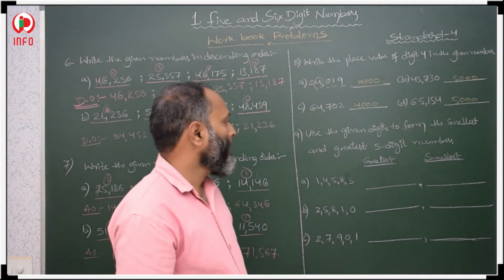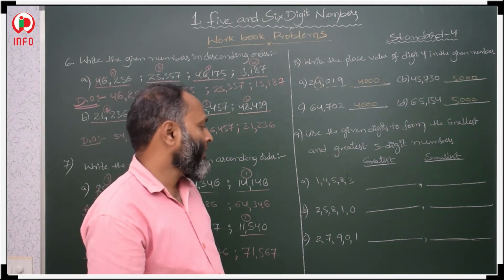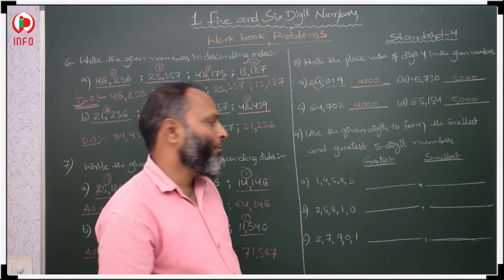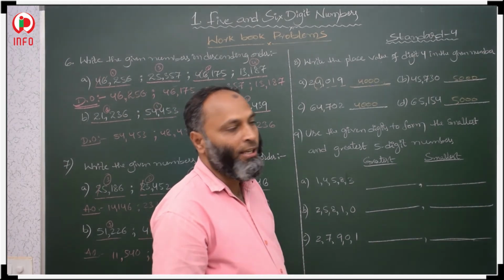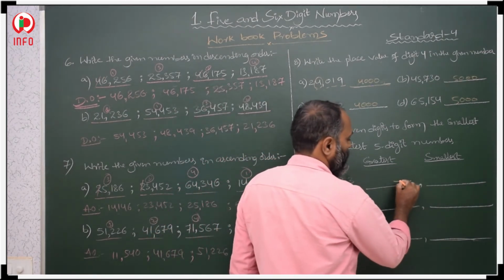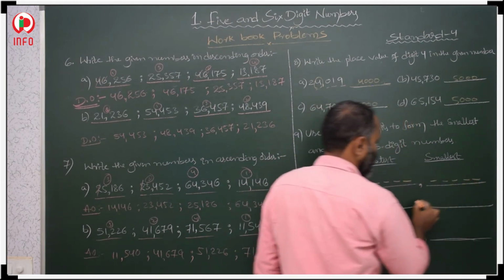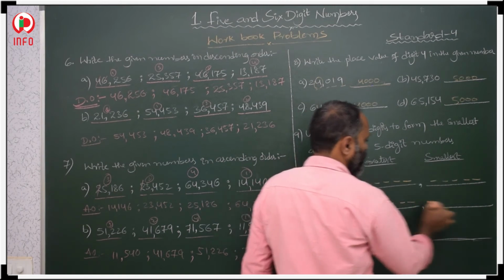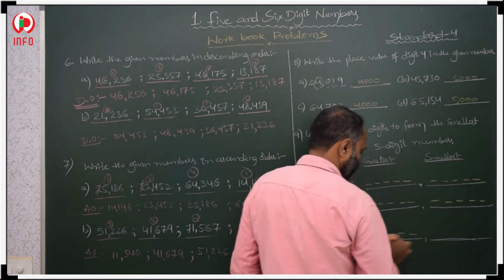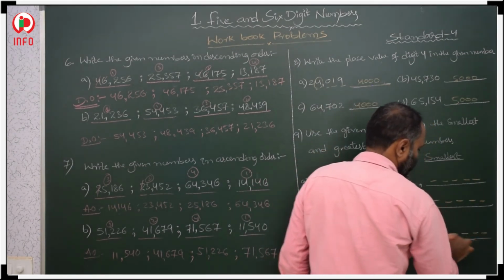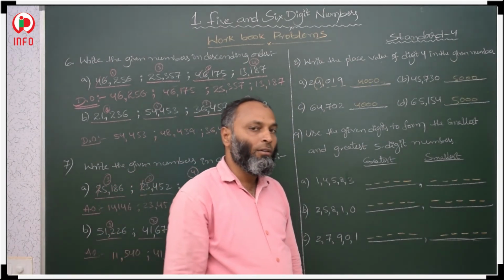Now, using the given digits, form the smallest and greatest 5-digit number. How many digits? 5-digit number. The number of digits given is 5, so we have to form a 5-digit number with no repetition. The digits are 1, 2, 3, 4, 5. How to form the 5-digit number?